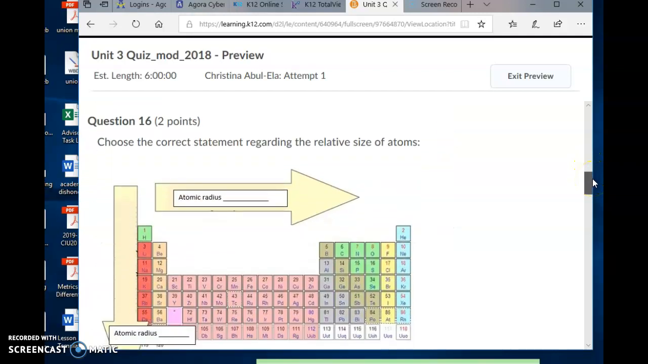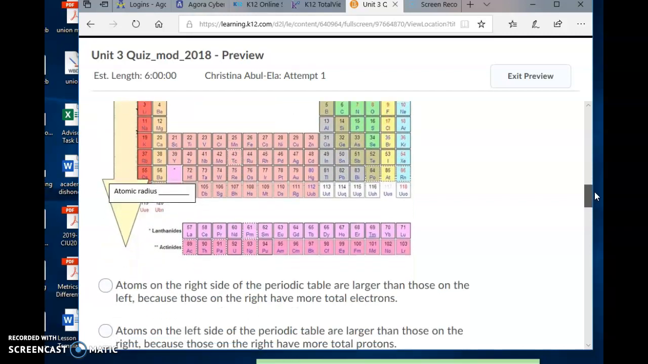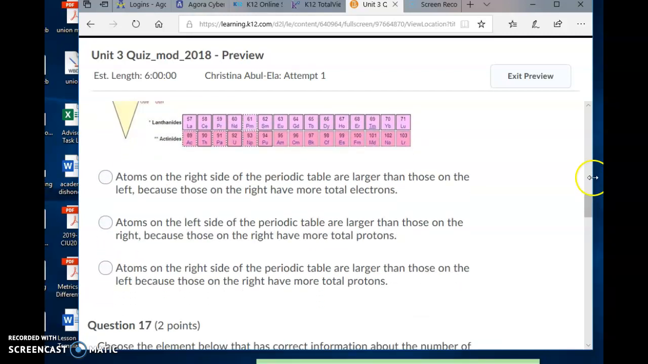Question 16. Choose the correct statement regarding the relative size of atoms. Atoms on the right side of the periodic table are larger than those on the left because those on the right have more total electrons. Atoms on the left side of the periodic table are larger than those on the right because those on the right have more total protons. Atoms on the right side of the periodic table are larger than those on the left because those on the right have more total protons.